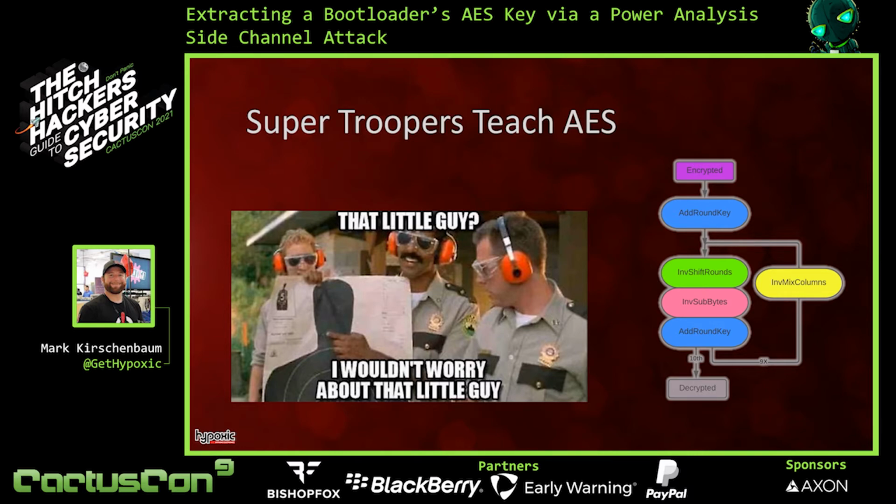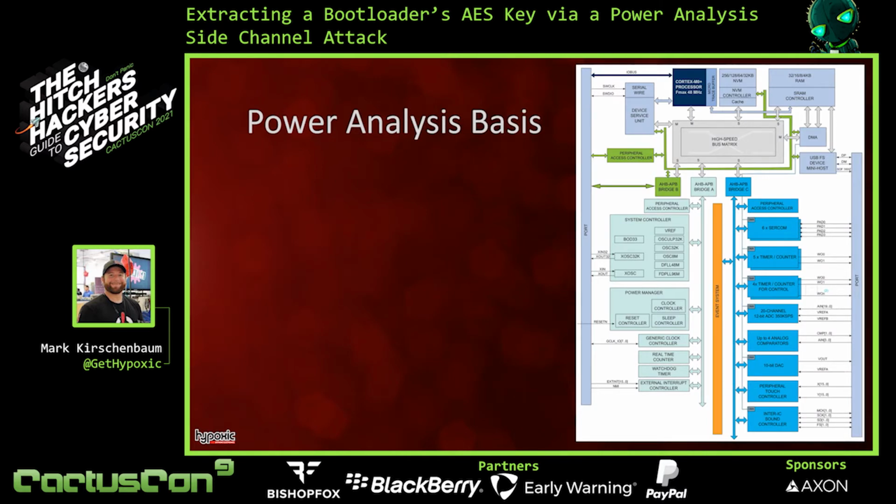Now that we're all AES experts, let's dive into the power analysis part of the attack. First, let's take a look at what we're actually working on. This is the Microchip ATSAMD21, and this is basically the block diagram of the whole system. We're going to be focusing more or less on this top area here.